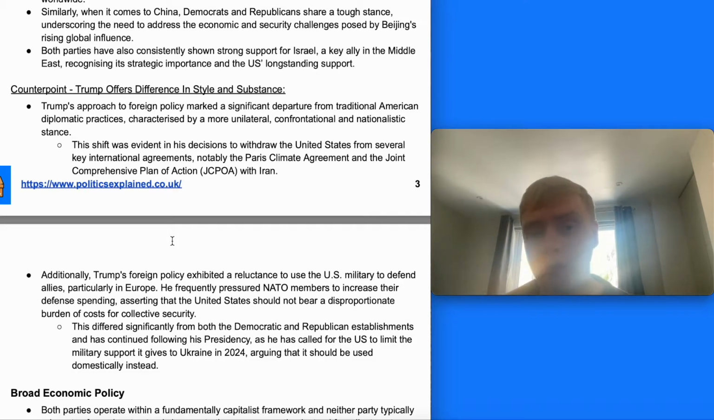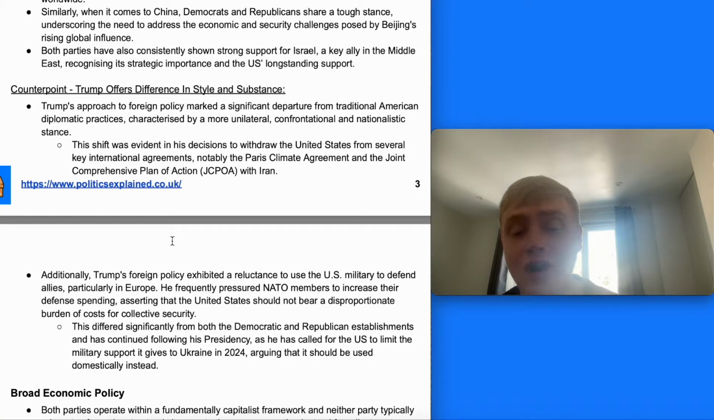So Trump's approach to foreign policy marks a significant departure from traditional American diplomatic practices, with a more unilateral, confrontational and nationalistic stance. It's evident in his decisions to withdraw from international agreements such as the JCPOA and the Paris Climate Agreement. And that is potentially a key area of disagreement between the Democrats and Republicans. Additionally, Trump's foreign policy exhibited a reluctance to use the US military to defend allies, particularly in Europe, and he frequently pressured NATO members to increase their defence spending.